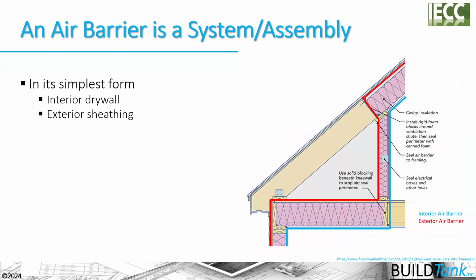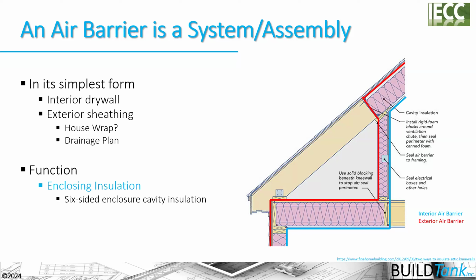And we might add additional layers like house wraps or other water control layers that also can help us from a thermal and air perspective as well. But really that house wrap's primary purpose is a drainage plane on the exterior there. And then when we think about the function of this, we need to understand that we're trying to enclose insulation, especially fibrous air permeable insulation in six-sided enclosed cavities there. We're trying to get better air control, thermal control, and moisture control in those assemblies.